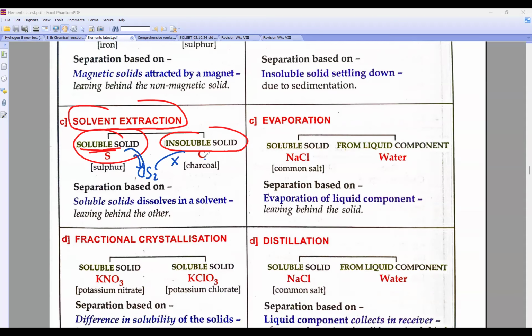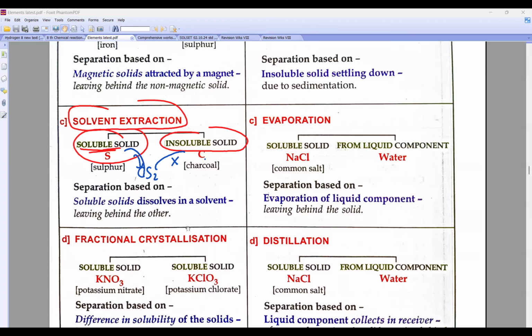Then, what I'm going to do, I'm going to filter it. So, carbon will remain on the filter paper. Clear? And sulfur has gone into carbon disulfide. Now, how to separate sulfur from carbon disulfide? Just heat it. All the carbon disulfide will form vapors and it will disappear.